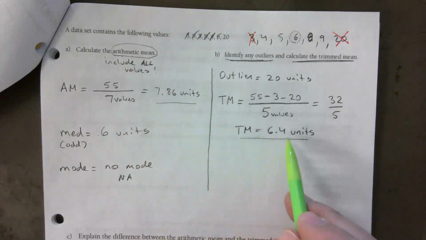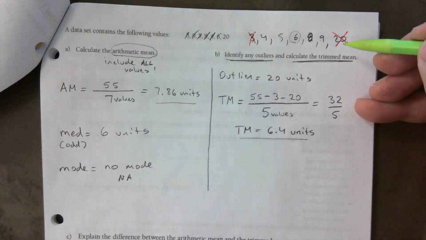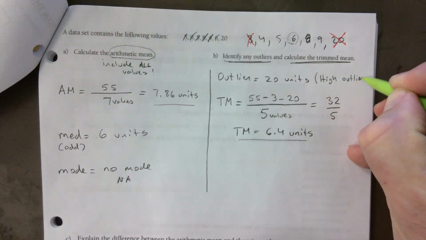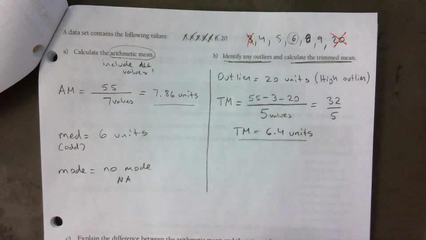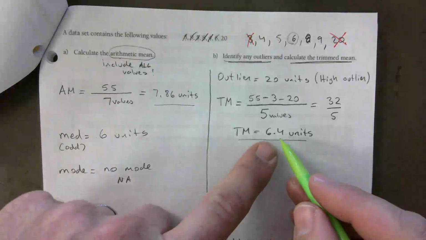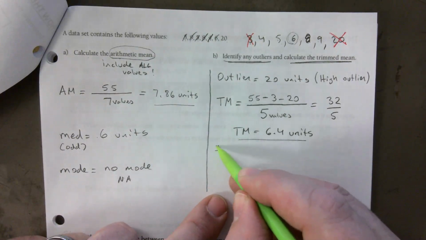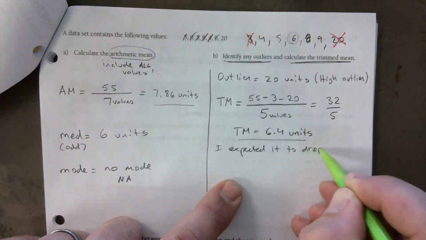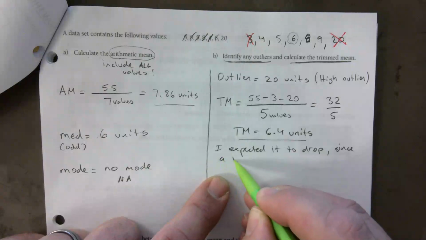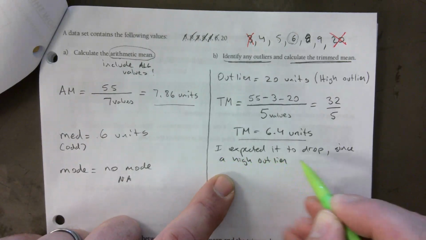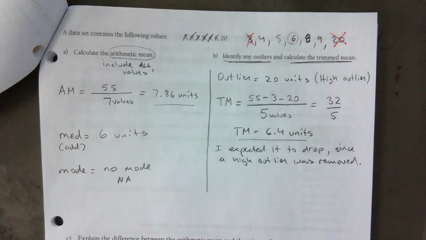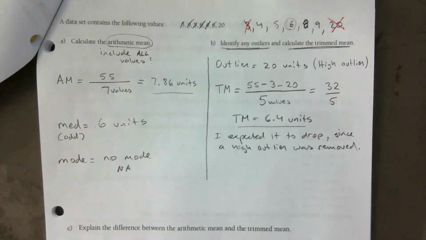I expected that. I expected the drop because there's a high outlier. I'm just going to say next to here is high outlier. Sometimes there's a low outlier on the low end. Sometimes there's a high outlier on the higher end. So if you remove a high outlier, you expect it to drop. Okay? I'll write this down: I expected it to drop since a high outlier was removed. You removed 2 values, but one of them was that high outlier. And so you expected it to drop.